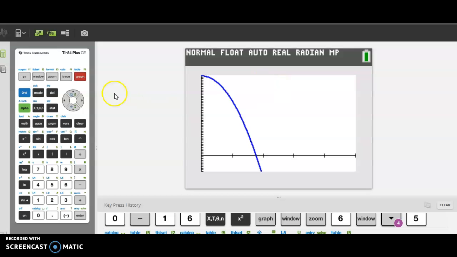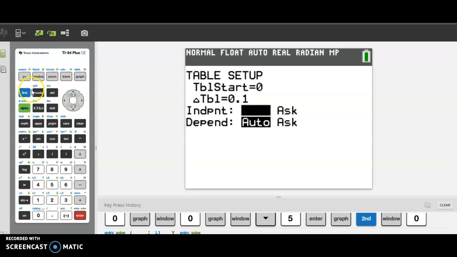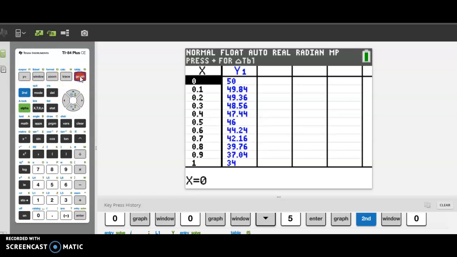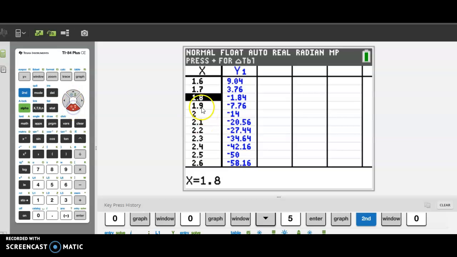All right, I need to hurry up. What they want you to do is look at your table. So if you hit second window, you can actually change your table to start at 0, but count by tenths. So if you hit second graph, you can actually scroll down. I need to hurry up because I'm almost out of time. Oh, there it is. To change from a positive to a negative, I would say 1.8 would be when it hits 0.